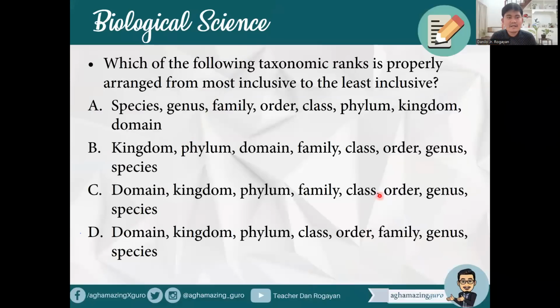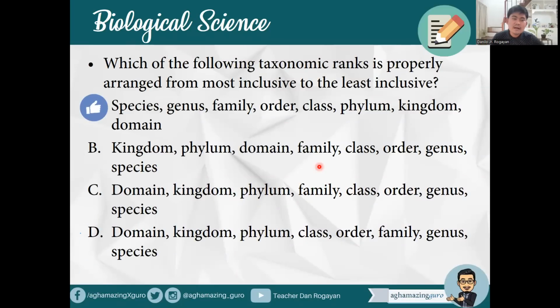Okay, so next. Which of the following taxonomic ranks is properly arranged from the most inclusive to the least inclusive? Okay. Again, kindly inspect our alternatives. I can see A, I can see B. Alright. So basically, we have, ayan, that's correct.